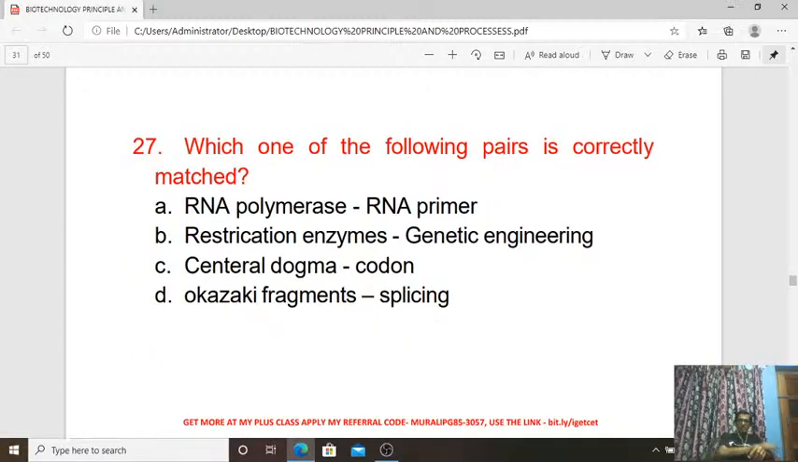Then 27. Which one of the following pairs is correctly matched? RNA polymerase, RNA primer. Then restriction enzymes, genetic engineering. Central dogma, codon. Auxiliary fragment, splicing. Which one of the following pairs is correctly matched? The answer for 27 is B. Restriction enzyme, genetic engineering, isn't it? Restriction enzyme is going to be utilized for genetic engineering purposes.